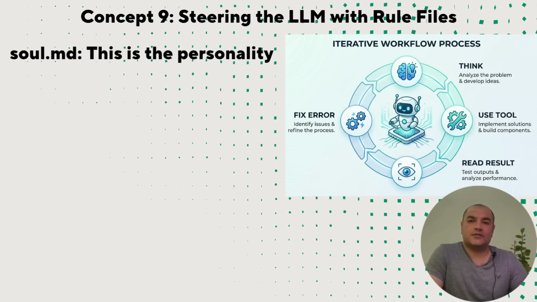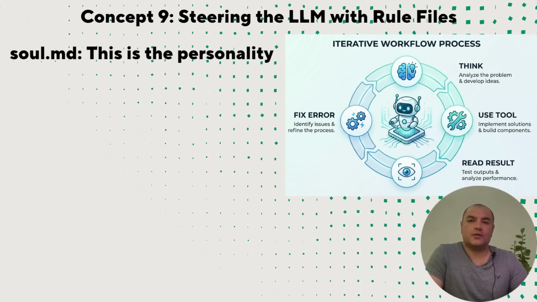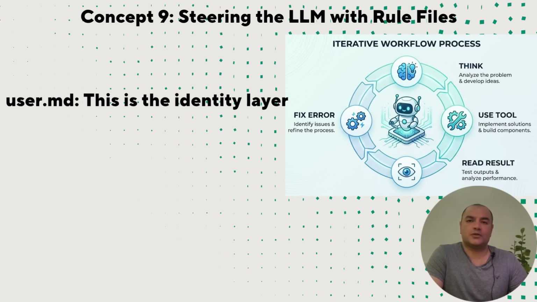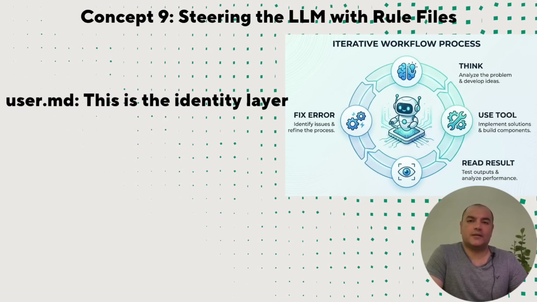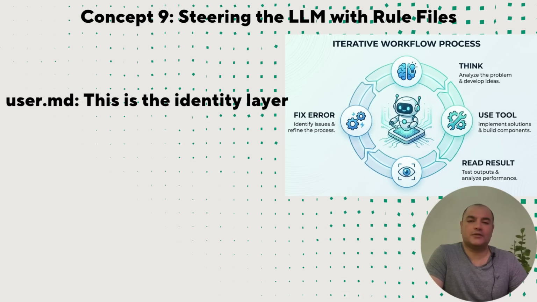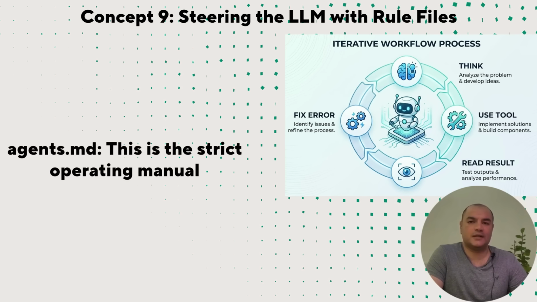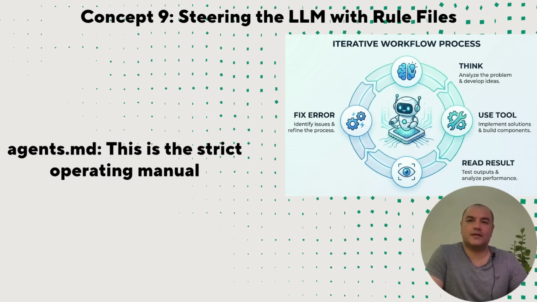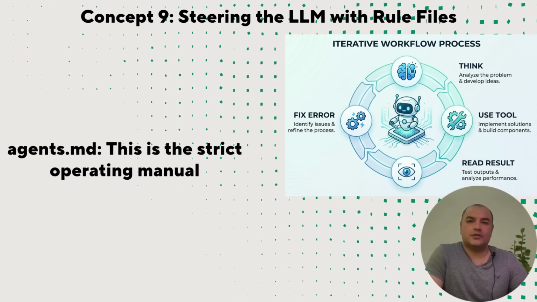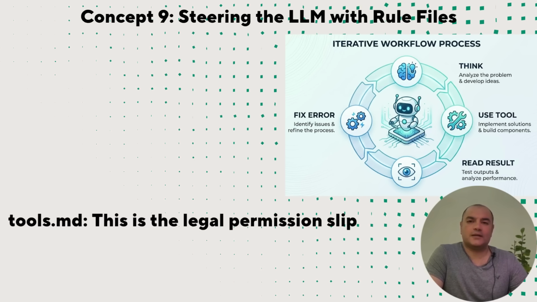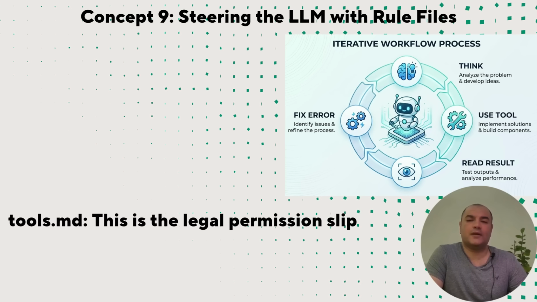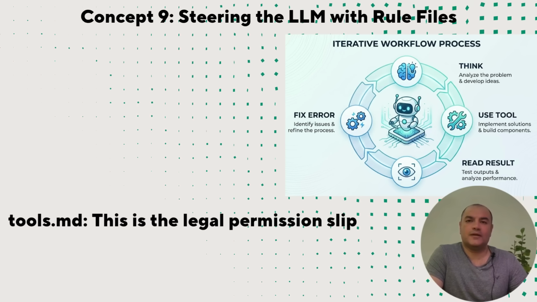Soul.md. This is the personality. It's where you hard-code the vibe and the fundamental logic of how the agent thinks. User.md. This is the identity layer. It tells the jockey who you are, your time zone, your projects, and your preferences. Agents.md. This is the strict operating manual. It contains the unbreakable guardrails, like never delete a file without manual confirmation. Tools.md. This is the legal permission slip. It defines exactly which external apps or limbs the agent is allowed to use for the current task.